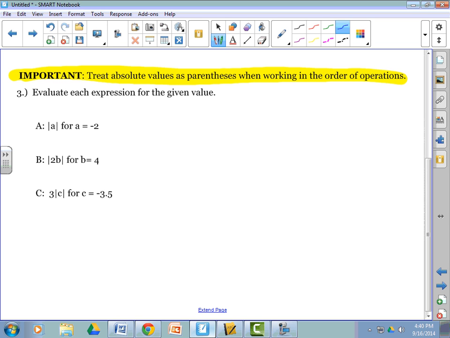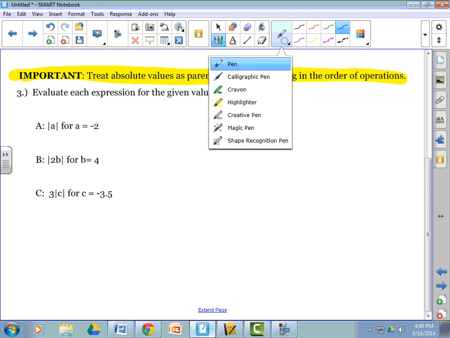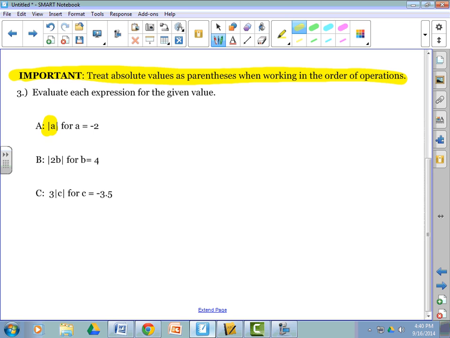Okay, so for example 3 here, it says evaluate each expression for the given value. And in this problem, it's asking for the absolute value of a. Well, unless we know what the value of a is, we can't really do much with this. We could say that the absolute value of a is a, but for a equal to -2, we know now what the value is. So what we're going to do is take this value for a and substitute it in. So simply, all you're doing is taking the absolute value of -2, which is 2 places from 0 on a number line, so you're talking about 2.